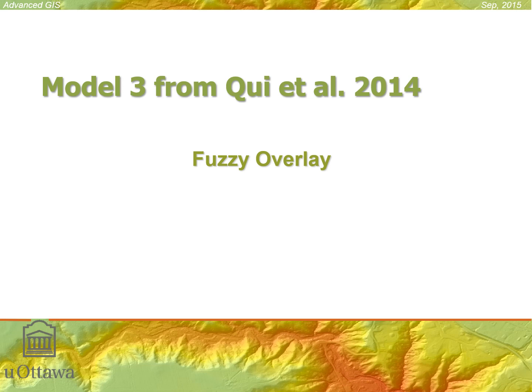The third model from Key et al. utilizes fuzzy overlay as the decision rule to transform the candidate set into the decision set. And we'll see what fuzzy means in this context and why it's a better way to go about modeling site suitability.